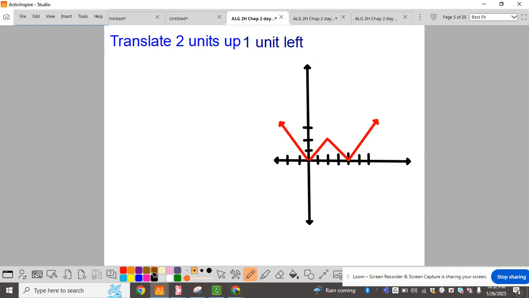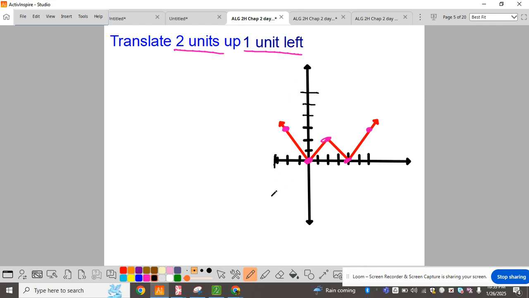So let's say we're given this graph here. Translate this 2 units up and 1 unit left. So find crucial points to make it easier. For example, this point here, this one here, maybe that point there. All these 5 points will go up by 2. So let's say this goes up 1, 2, 3, and then left 1.